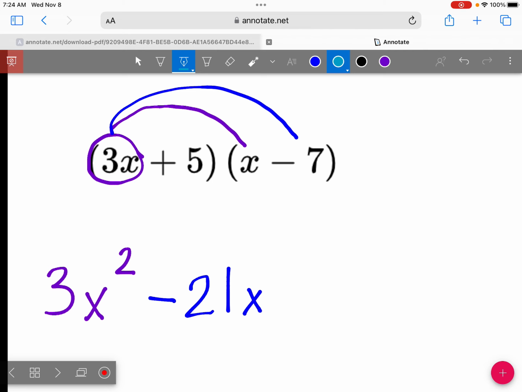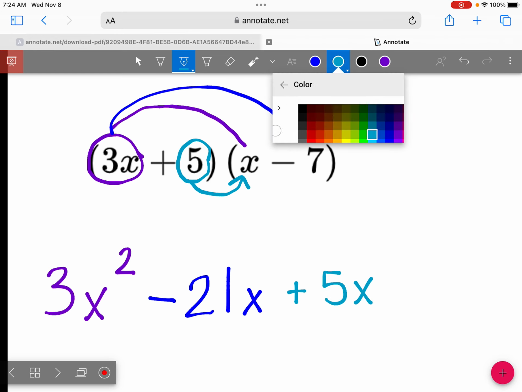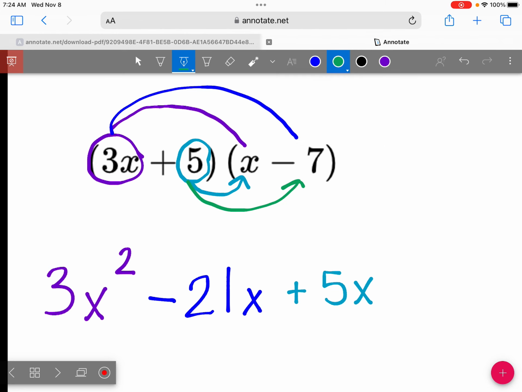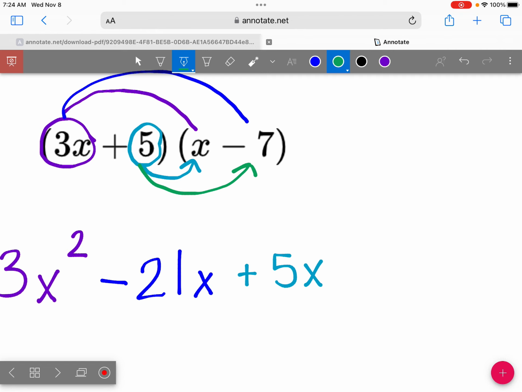Then we're going to take our second term, and we're going to multiply this guy. I'm going to take my 5 times the x, and we're going to have a positive 5x. And then we're going to have the 5 times the minus 7. And we get minus 5 times 7 is 35. Questions on any of those pieces? Because then we have to simplify.